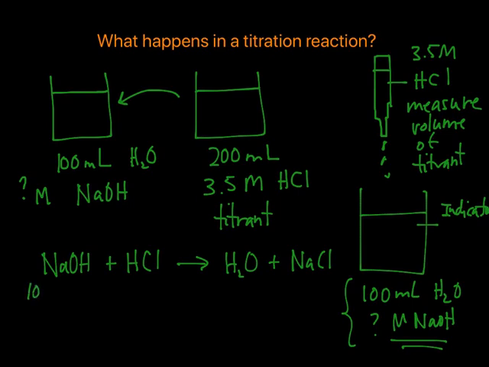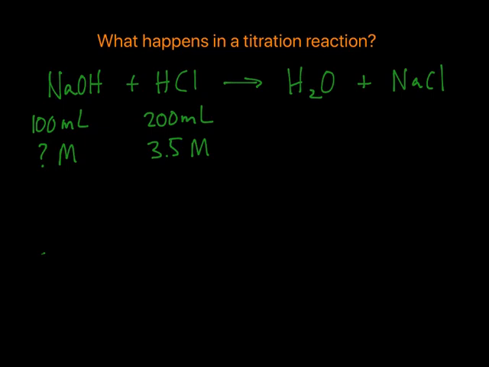So here we have our 100 milliliters of sodium hydroxide solution. We don't know the molarity of it. We're going to add 200 milliliters, our 3.5 molar solution of HCl, to produce this. So when we add enough hydrochloric acid and the indicator color changes, let's say from clear solution to pink, that means we have added enough hydrochloric acid to consume all of our sodium hydroxide solution.